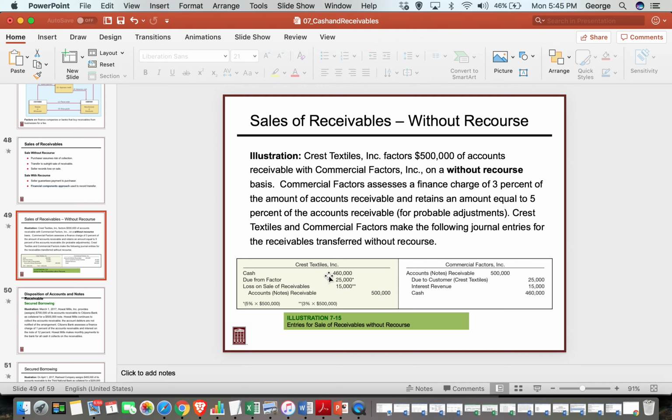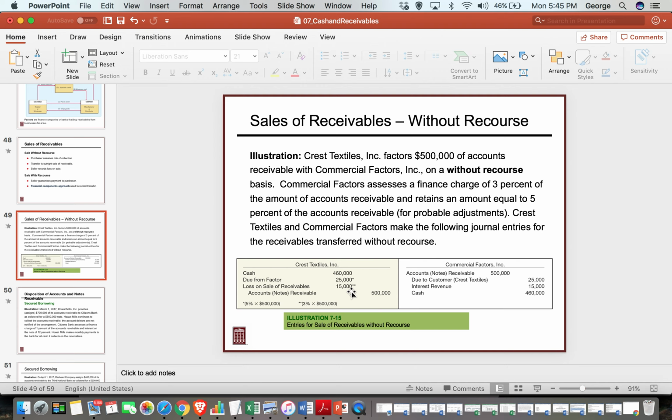All right, so Crest Textiles will debit $460,000. That's cash they're getting from the factor company. $25,000 is at 5% for bad debt expense and other adjustments like sales returns. The $15,000 is the loss on receivables. So the finance charge of 3% times $500,000.